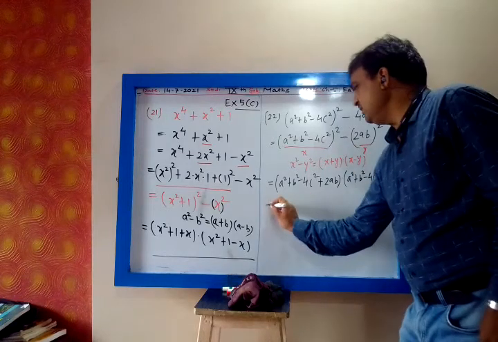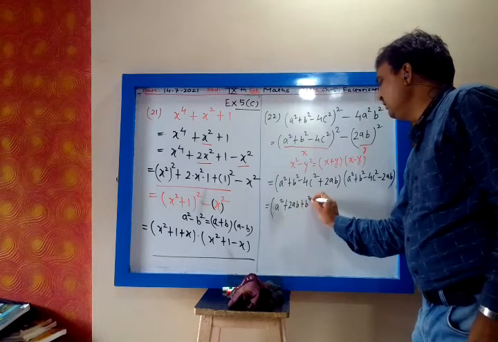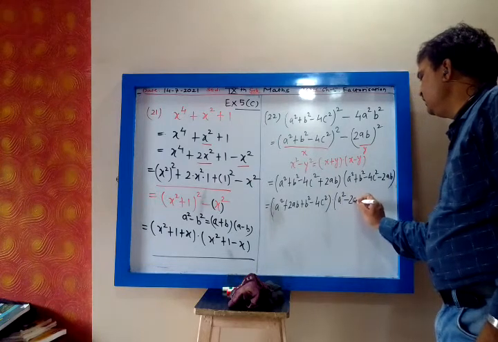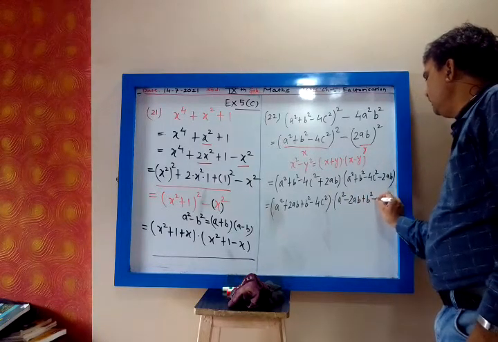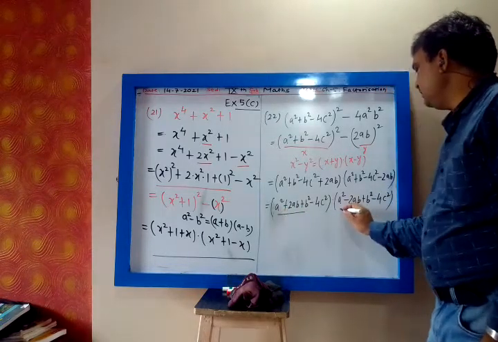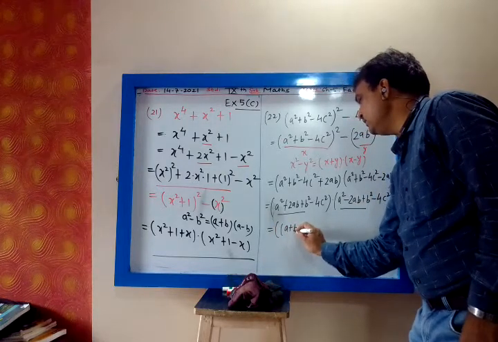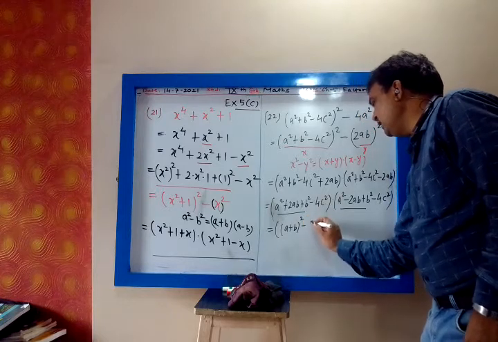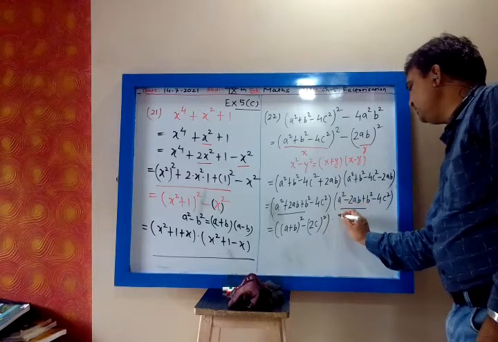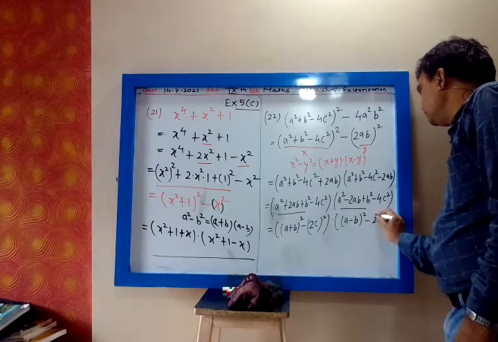So let us rearrange the term. a square plus 2ab plus b square minus 4c square, a square minus 2ab plus b square minus 4c square. Now a square plus 2ab plus b square, this I can write a plus b whole square, minus 4c square I can write 2c whole square. And then a square minus 2ab plus b square I can write a minus b whole square. Then 4c square I can write 2c whole square.